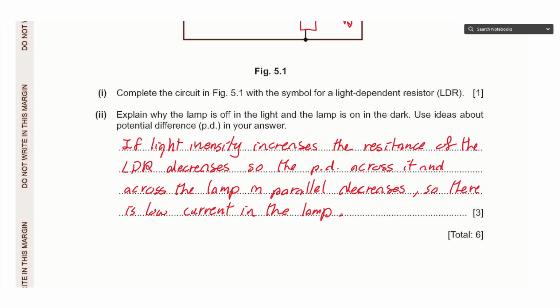Or we can rewrite this vice versa. If light intensity decreases, the resistance of the LDR increases, so the potential difference across it and across the lamp in parallel increases, and now there is high current in the lamp because the voltage is high on the lamp.